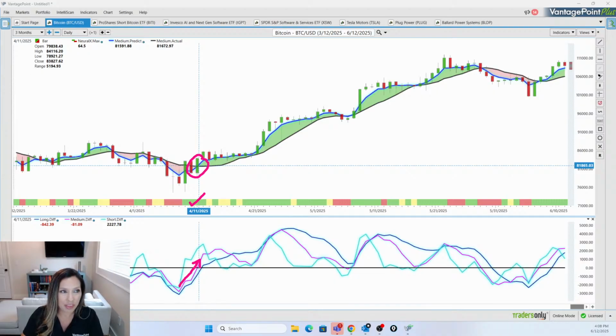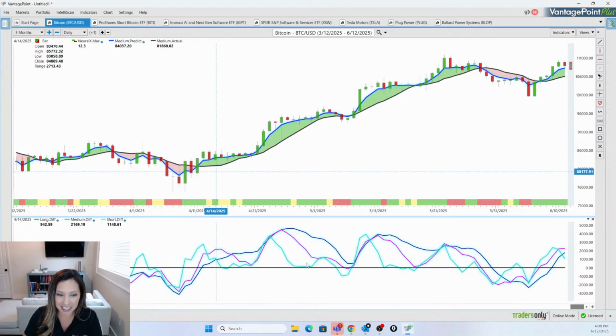All right, so with that being said, let's take a look at cryptocurrency trends here recently. Who trades cryptocurrencies here?